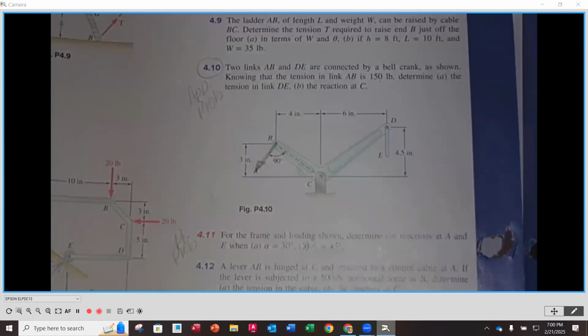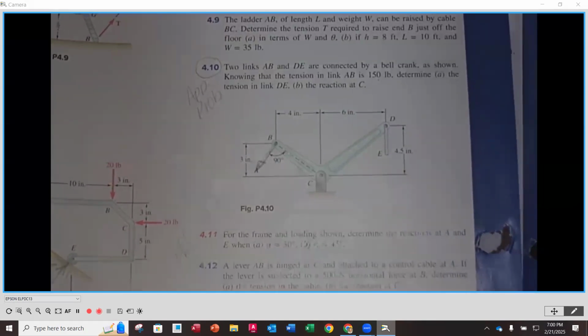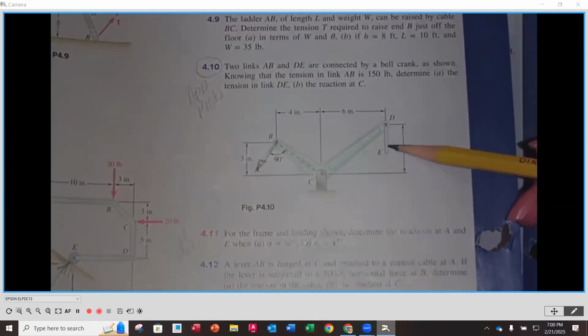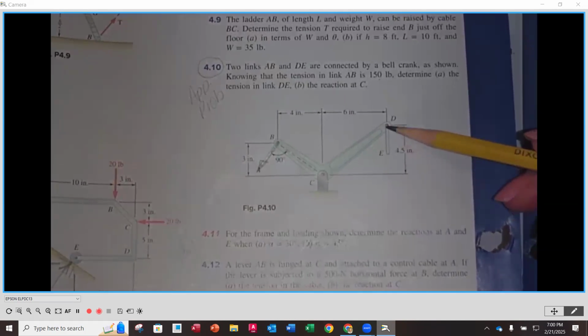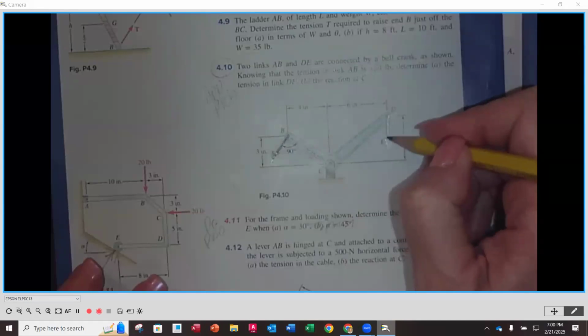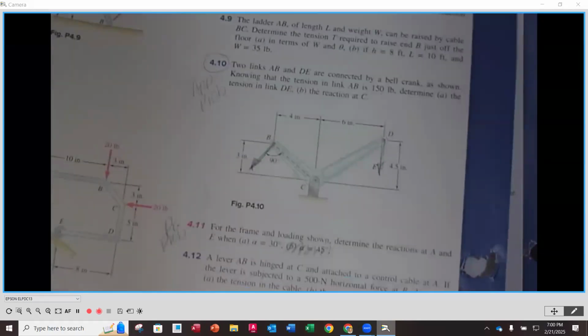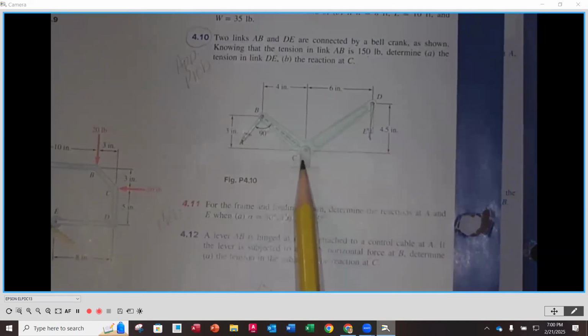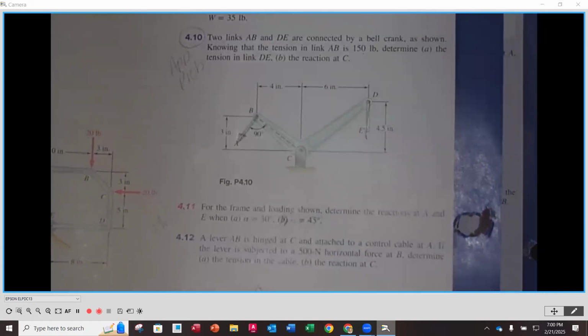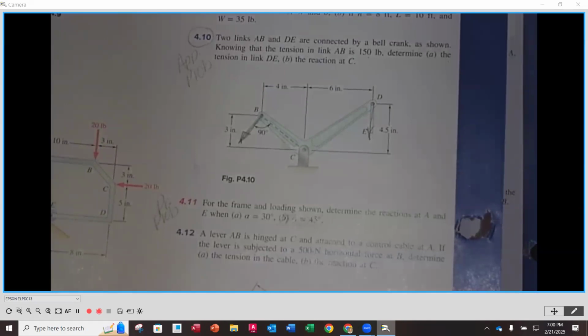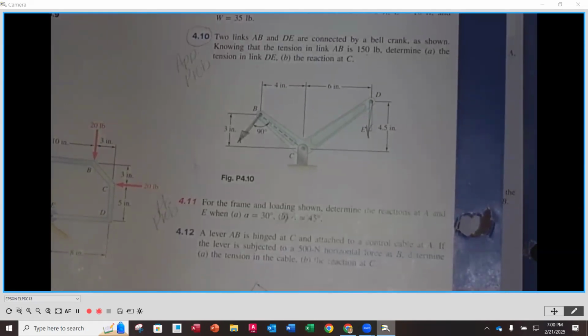Then what you want to do is determine the tension in the link DE. Since it says tension, it too is going to be pulling away from D, going down to E. And then what is the reaction at the pin at C? That's going to be an X and a Y. Okay. So that one is 4.10.